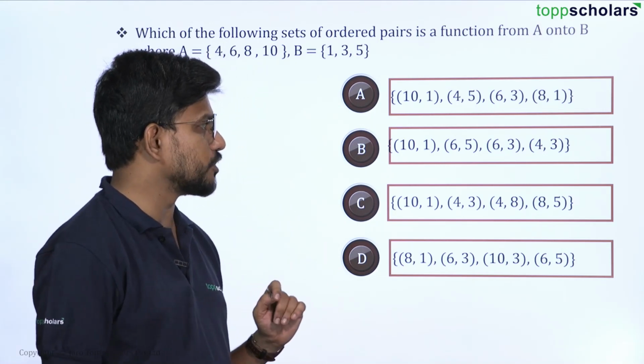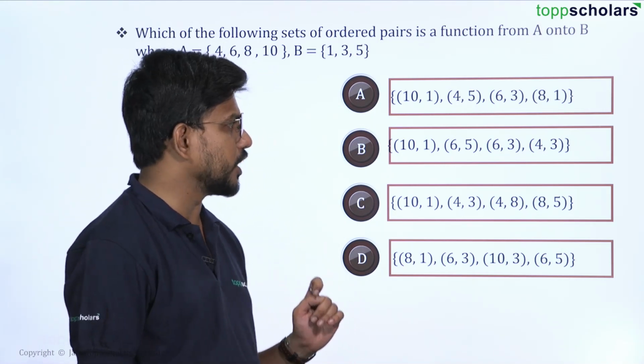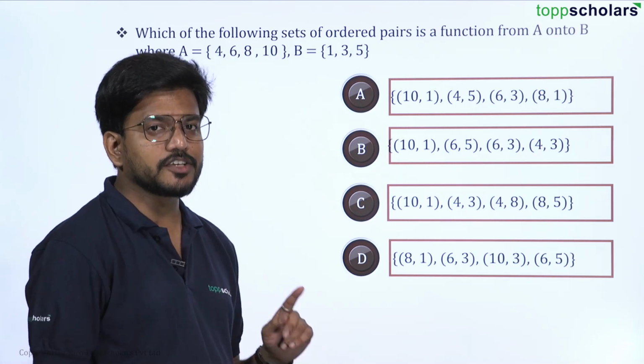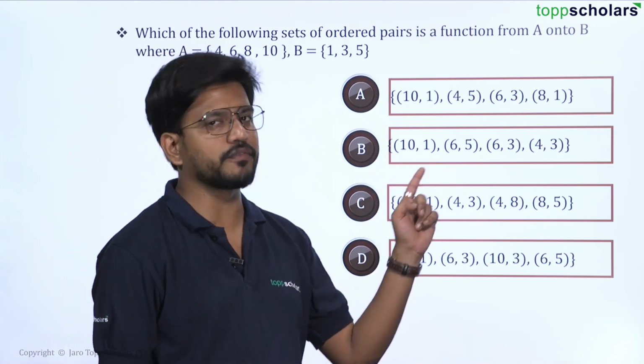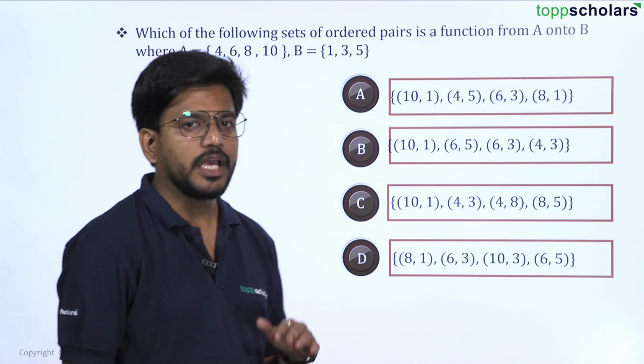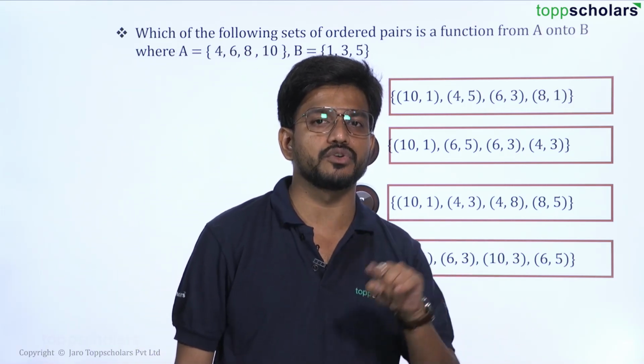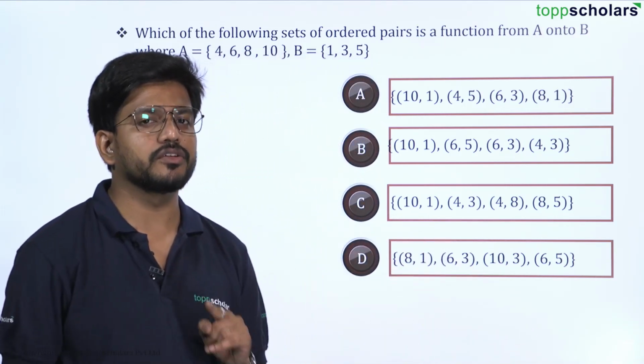If we check option B, the problem with option B is that a single x is mapped twice. See 6 comma 5 and 6 comma 3. That is why it violates the condition of a relation to be a function. It is a relation but it is not a function.